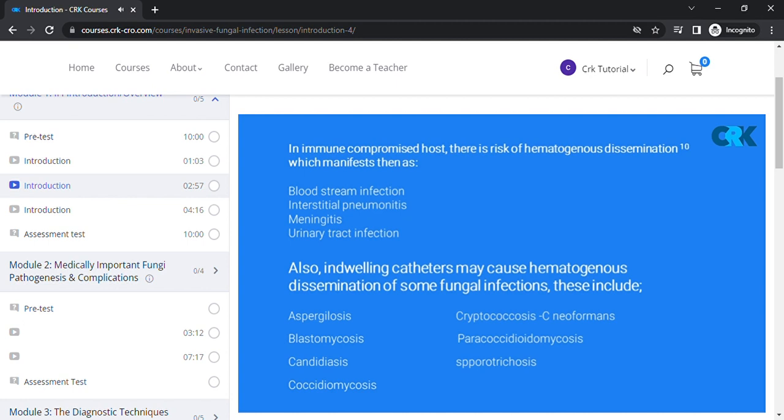Some fungal infections include aspergillosis, blastomycosis, candidiasis, coccidioidomycosis, Cryptococcus neoformans, paracoccidioidomycosis, and sporotrichosis.